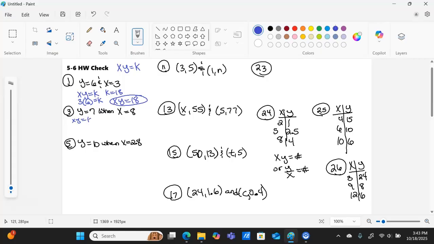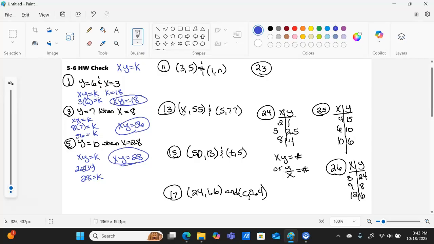Xy equals k. X is 8, y is 7. That means k is 56. And so we get an equation of xy equals 56. Xy equals k. 2.8 times 10 would be 28. So that's my k value. So xy equals 28. And so that's all you have to do.